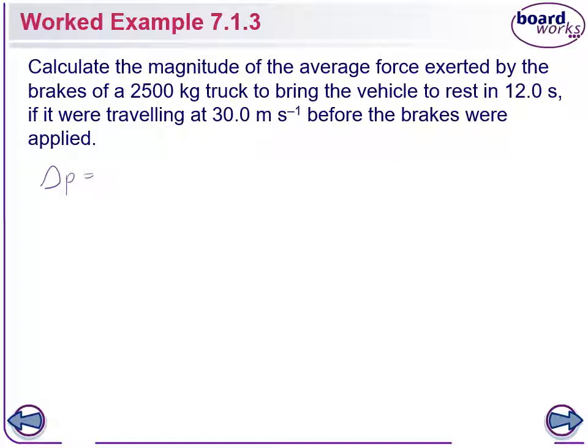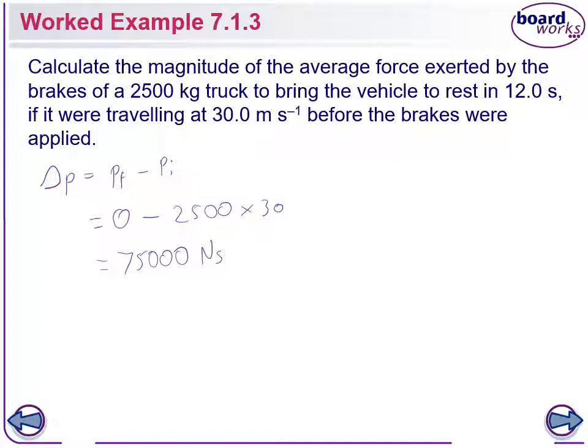Change in anything is the final minus the initial. So our final momentum is what? 0. 0 minus our initial momentum, which is 2,500 times 30. Okay, so that's mass times velocity. 75,000. Now let's do Newton seconds because it's impulse.